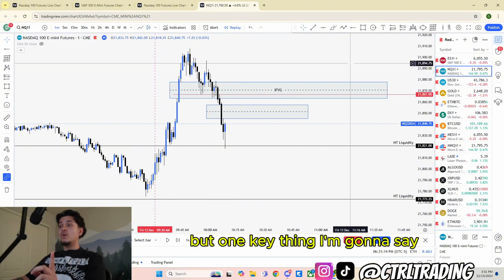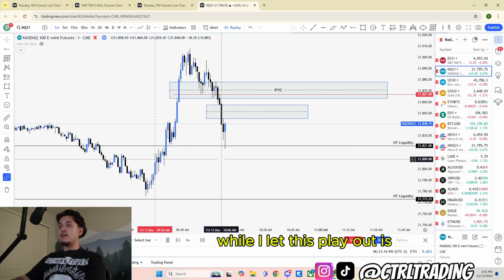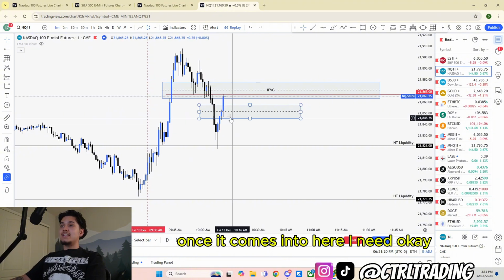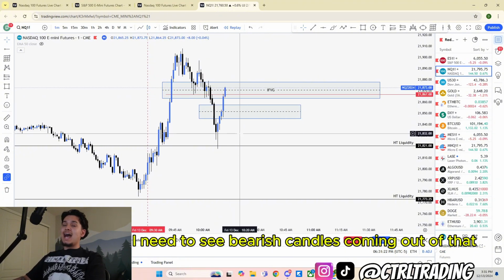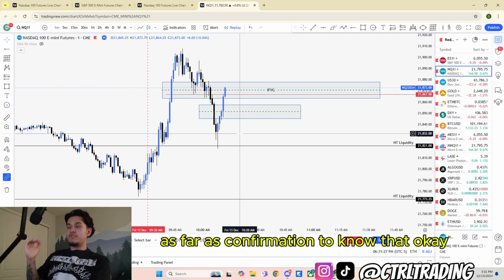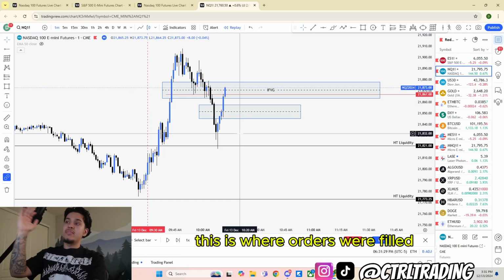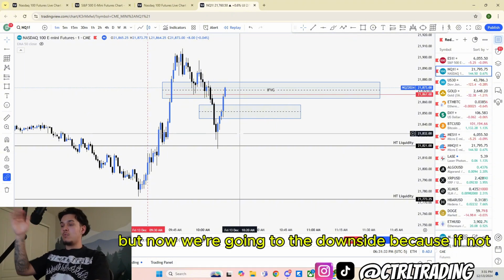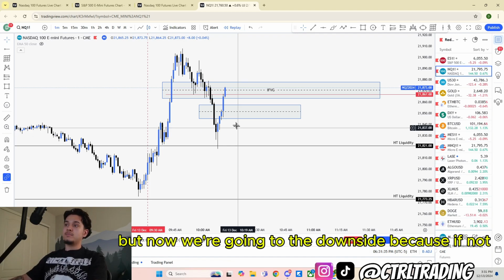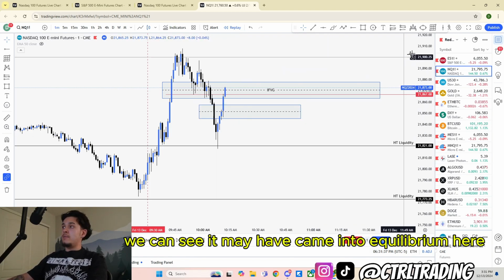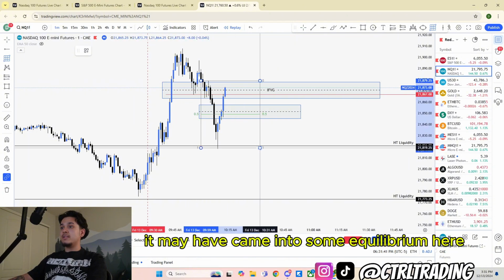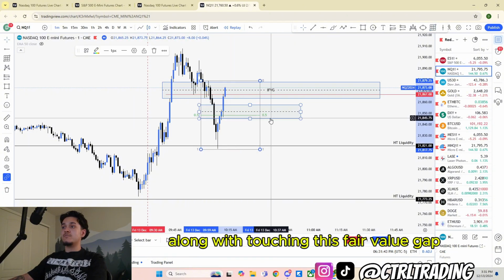But one key thing I'm going to say while I let this play out is, once it comes into here, you can see how it disrespects it. I need to see bearish candles coming out of that as confirmation to know that, okay, this is where orders were filled. This imbalance was respected. All right, bet, now we're going to the downside. Because if not, we could see it may have come into equilibrium here, along with touching this fair value gap.